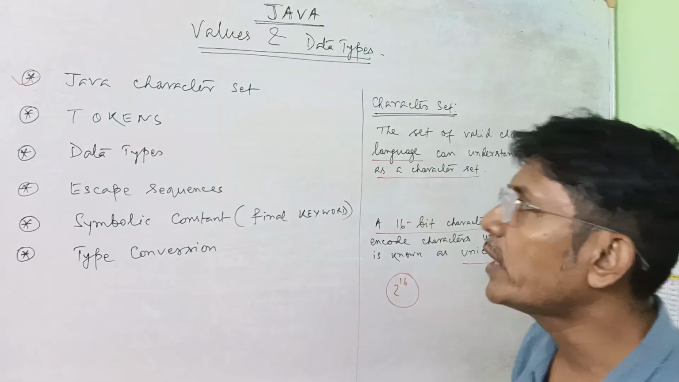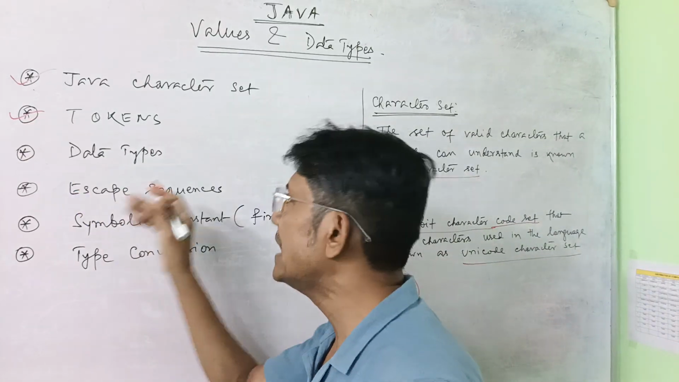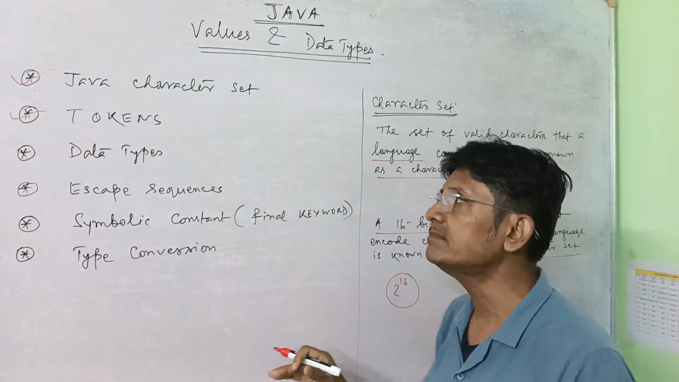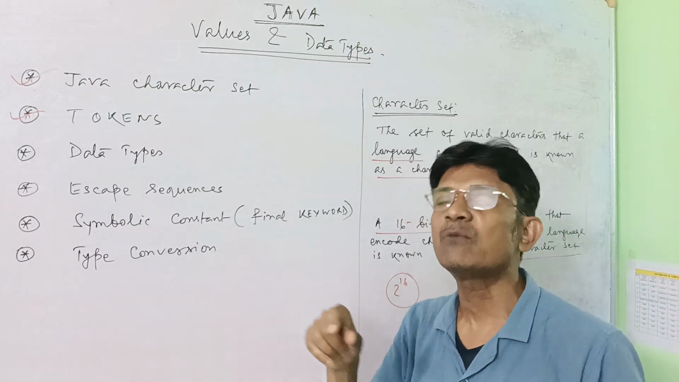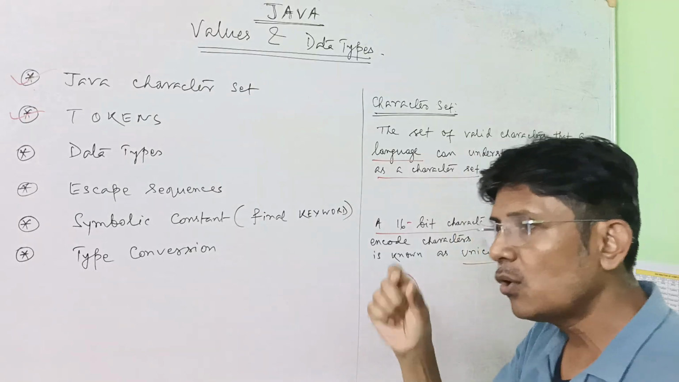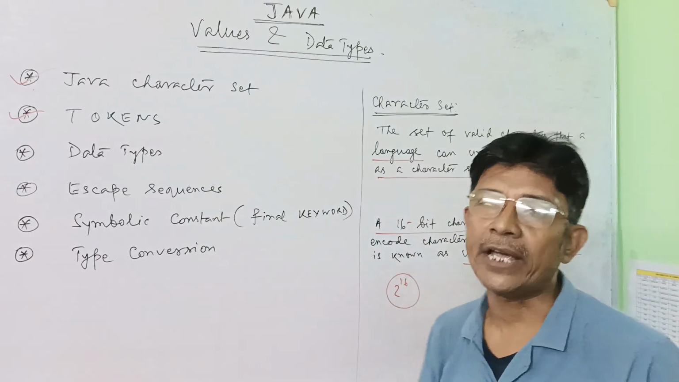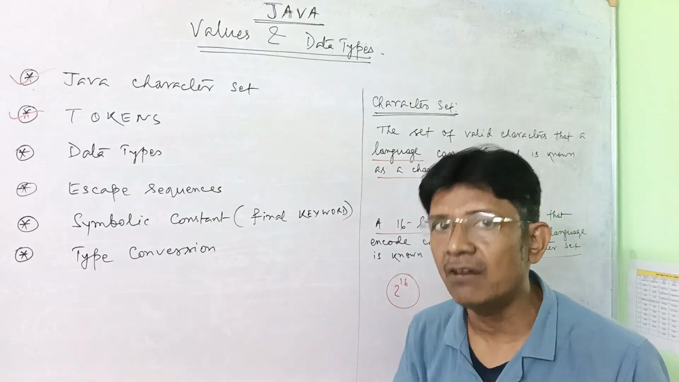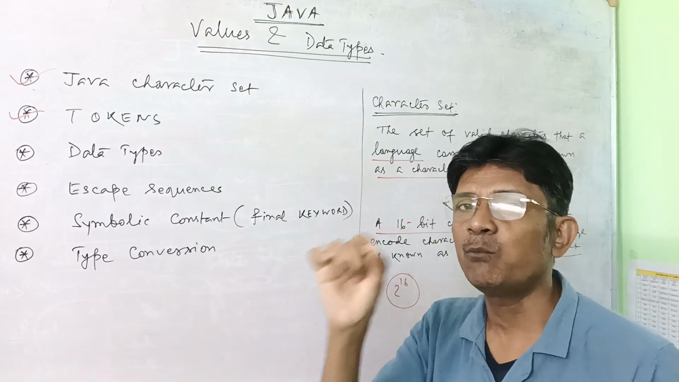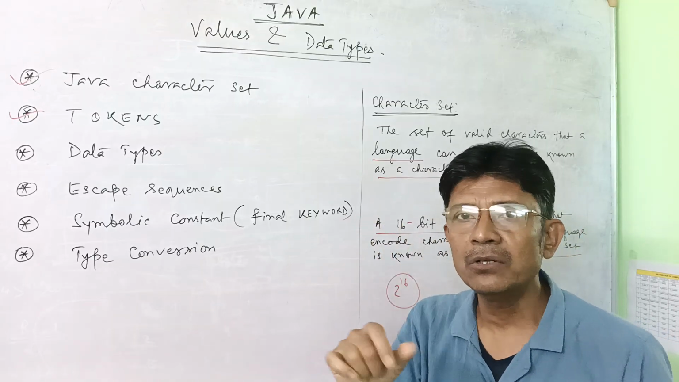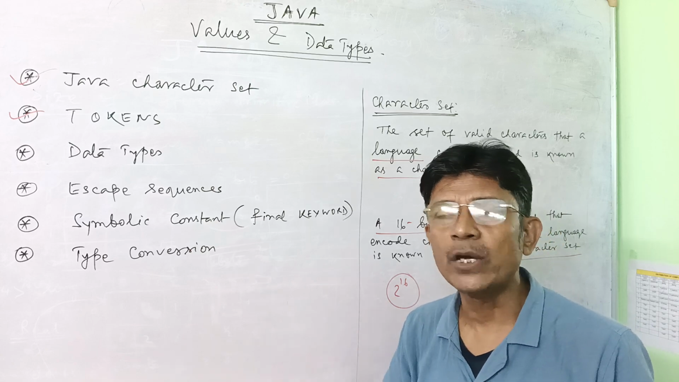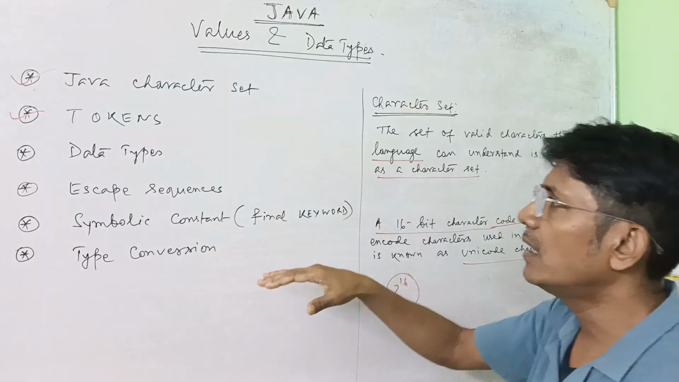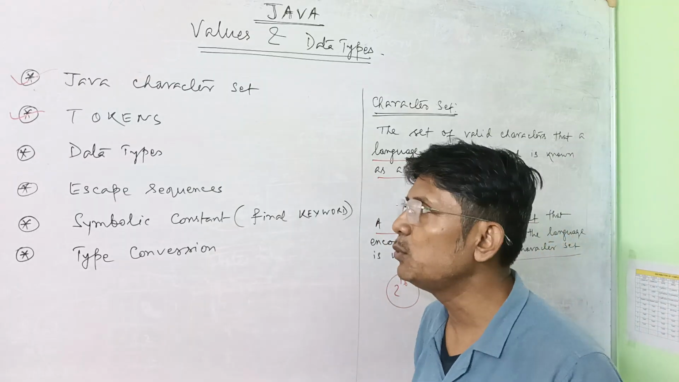After that, the tokens. What is a token actually? Whenever we write a program, the tiny part is called a token. In any Java program, even a full stop, comma, semicolon, a word, a variable name, whatever it is, these are called tokens. I'll explain that with one sample program, then it will be clear for you.